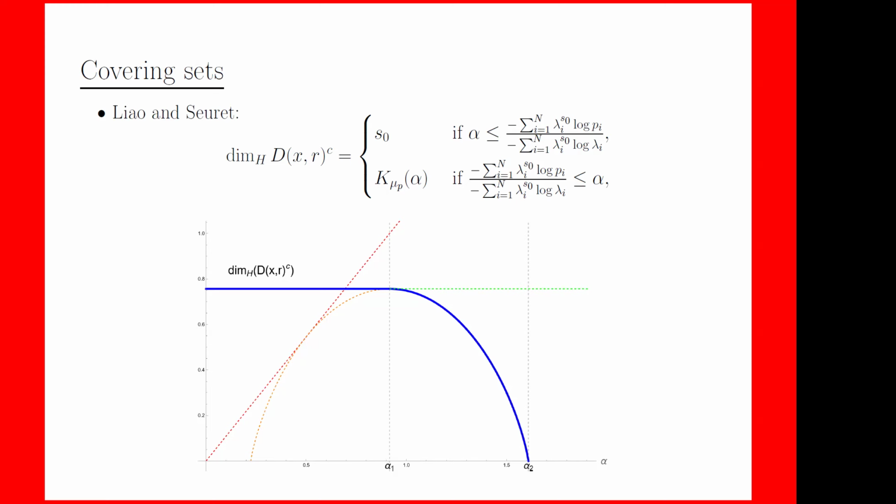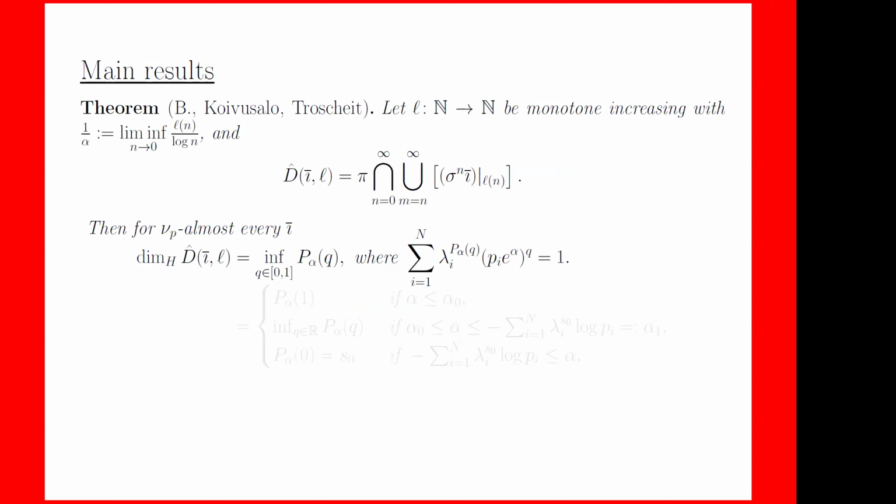So this is the behavior we would like to understand when we use the symbolic approach. And this is our result. So let Ln be a monotone increasing function, which will be the length of the cylinders. It will go to infinity, and it will go logarithmically. And Ln will grow like 1 over alpha times log n. Okay, so we are looking at the symbolic dynamical covering set and push forward to it.